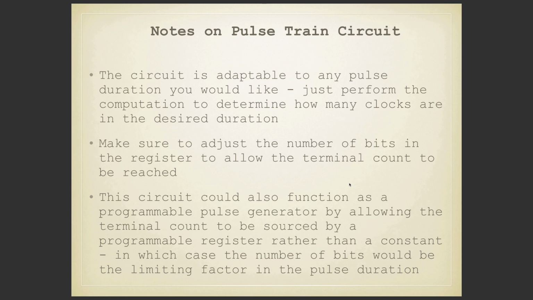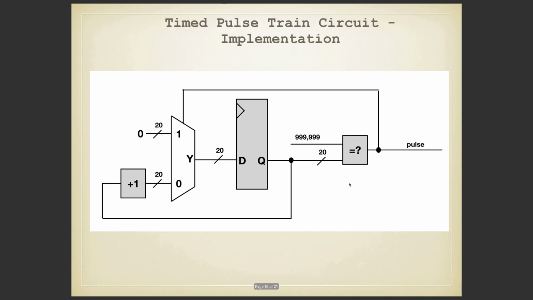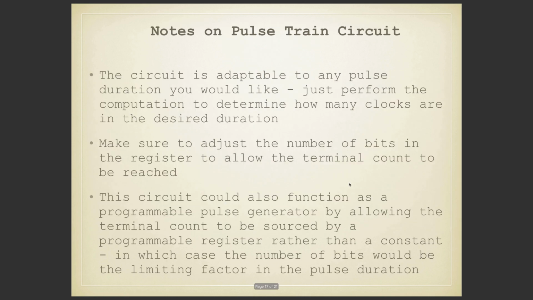You could also have a programmable pulse generator if you wanted, and you would do that by having the 999999 sourced from a register, so that you could choose what your terminal count is, which would then alter the behavior of the circuit to give the pulse train at the frequency that you have designated.